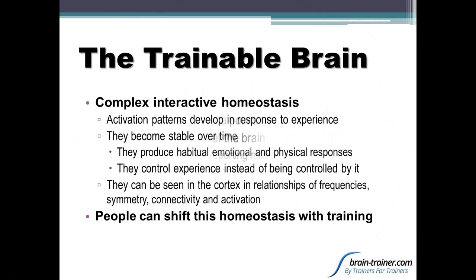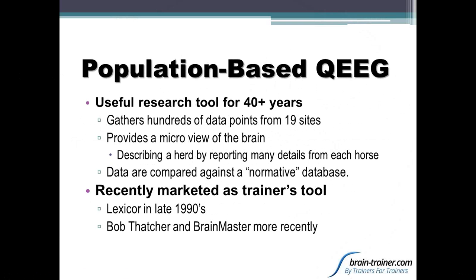Okay, so for the last 40 years, we've been using increasingly a tool called the population-based QEEG. The QEEG has been probably the most important thing in terms of learning about the living brain since the real advent of computers back in the 80s, in terms of its ability to give us very, very immediate information about what's happening within the brain and giving us huge amounts of data. Essentially, the QEEG is set up for researchers. It's not set up for trainers.